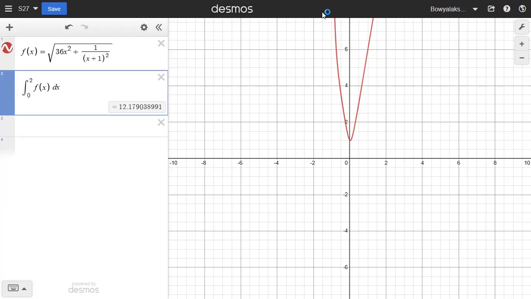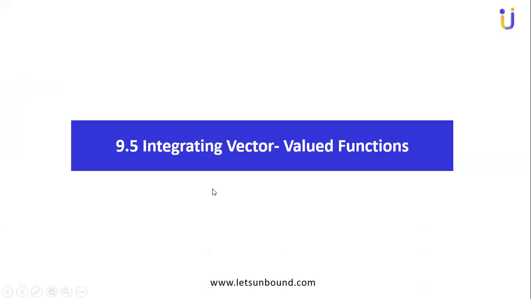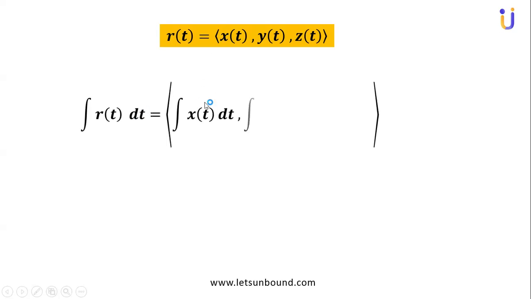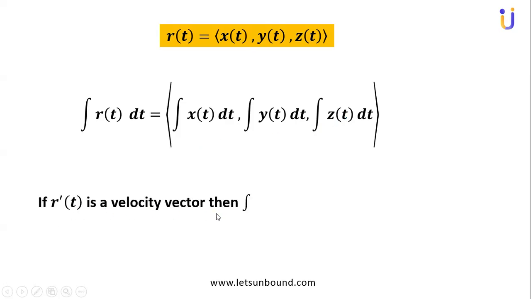Okay, very simple thing. Now, moving into the lesson 9.5, integrating vector valued functions. We just did integrating stuff; it's very similar to that. So r of t is x of t, y of t, z of t, a 3D vector. And integrating means every individual component you need to integrate. Now, if r dash of t is a velocity vector, then the integral of r dash of t gives the position vector.